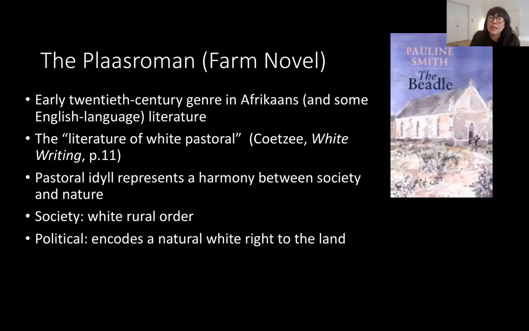I'm going to try and rocket through this, because I know I said that there wasn't another really theoretically dense section of the talk, but there's a little bit of theoretical density here. So, the literature of white pastoral, the Plaasroman. What does it mean to say literature of the white pastoral? Essentially, Coetzee argues that the Plaasroman is a highly politicized mode of writing, a highly politicized literary form.